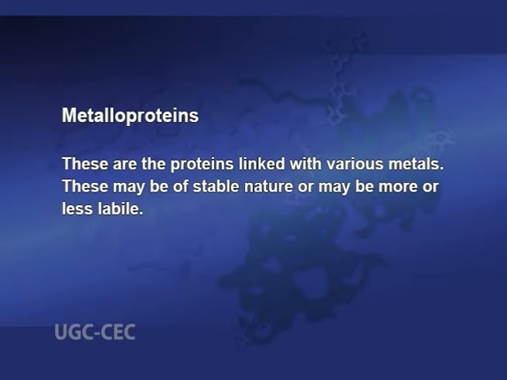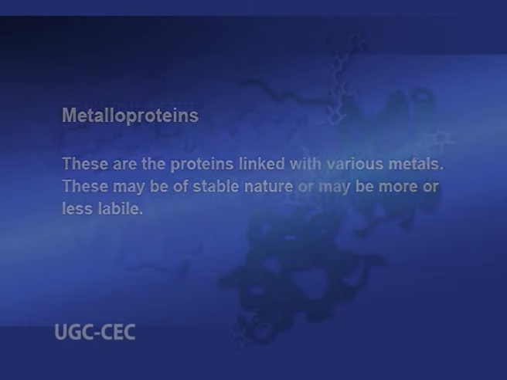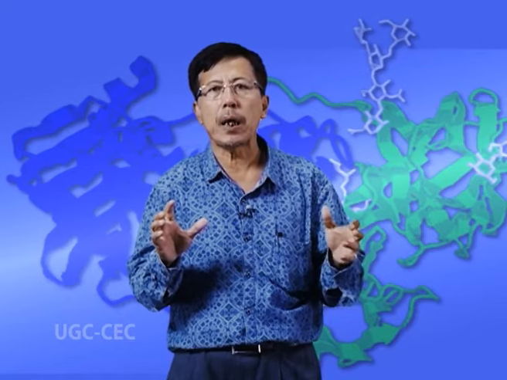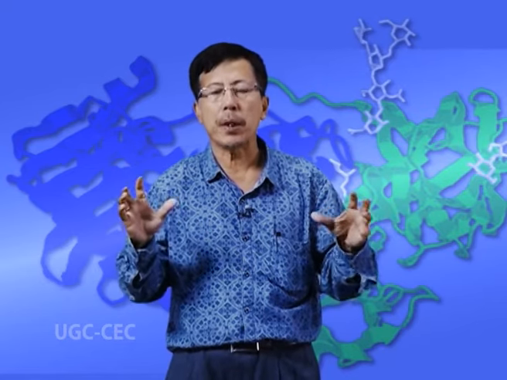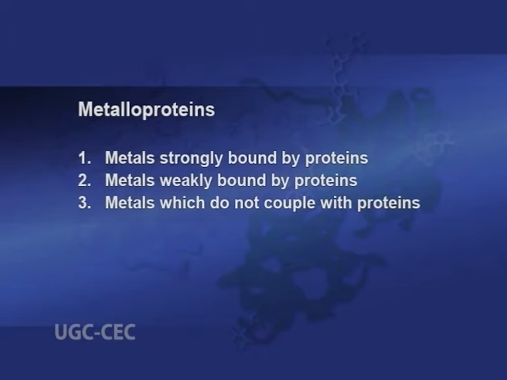The next group is metalloproteins. These are the proteins linked with various metals. These may be of stable nature or may be more or less labile. Based on their reactivity with metal ions, the metalloproteins may be classified into 3 groups. Metals strongly bound by proteins. The second group could be metals which are weakly bound by proteins. Calcium belongs to this group. The next group are those metals which do not couple with proteins. Sodium and potassium belong to this group.